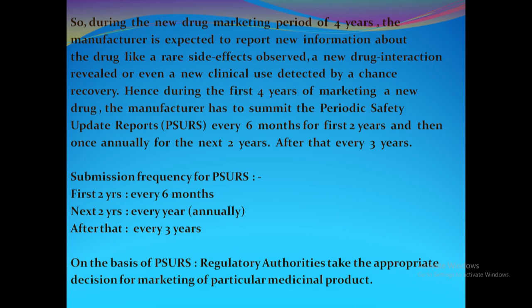So, the submission frequency for PSURs is: first 2 years every 6 months, next 2 years every year, that is annually, after that every 3 years. On the basis of PSURs, regulatory authorities take the appropriate decision for marketing of a particular medicinal product.